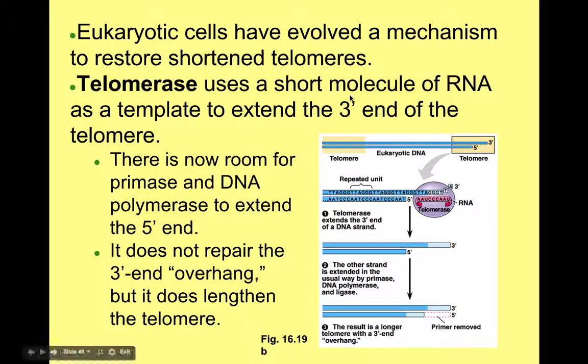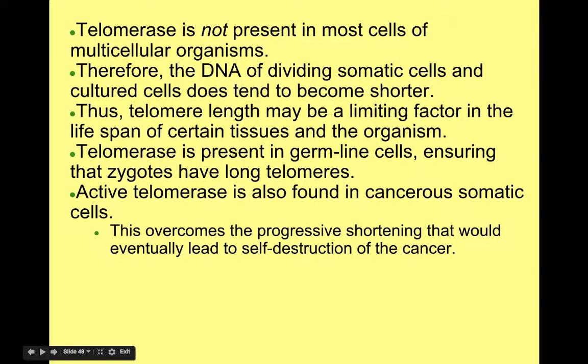And telomerase uses a short molecule of RNA as a template to extend the 3' end of the telomere. So just to prevent further erosion, it adds to this end on both sides of the DNA molecule. Now there's room for primase and DNA polymerase to extend the 5' end, because when it copies it, it has to match it with the 3' end. So if it extends this one, then it can extend that one. Does that make sense? Sorry, I said I was bad at explaining that.